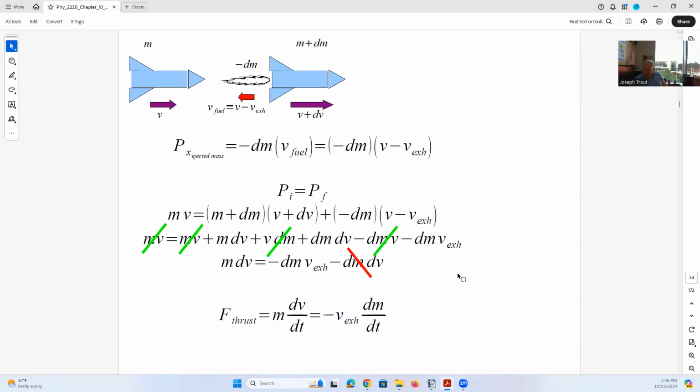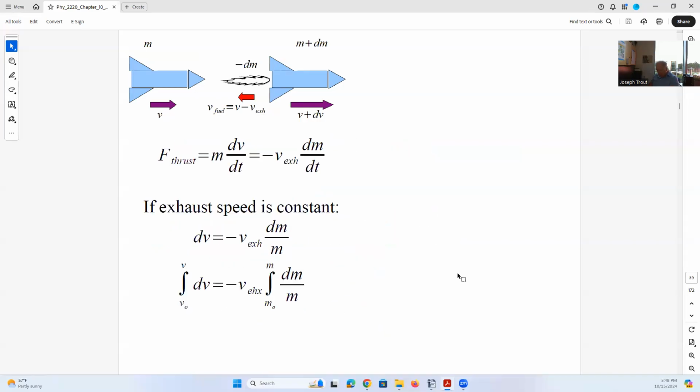So we do some algebra and we realize that dm dv must be really small. And we see that the thrust is equal to m times dv/dt, which is minus v exhaust times dm/dt. But the acceleration is dv/dt, so we can integrate both sides over dt, and we end up with the integral of dv equals minus the exhaust velocity times the integral of dm over m, starting with an initial mass and ending with a final mass m.